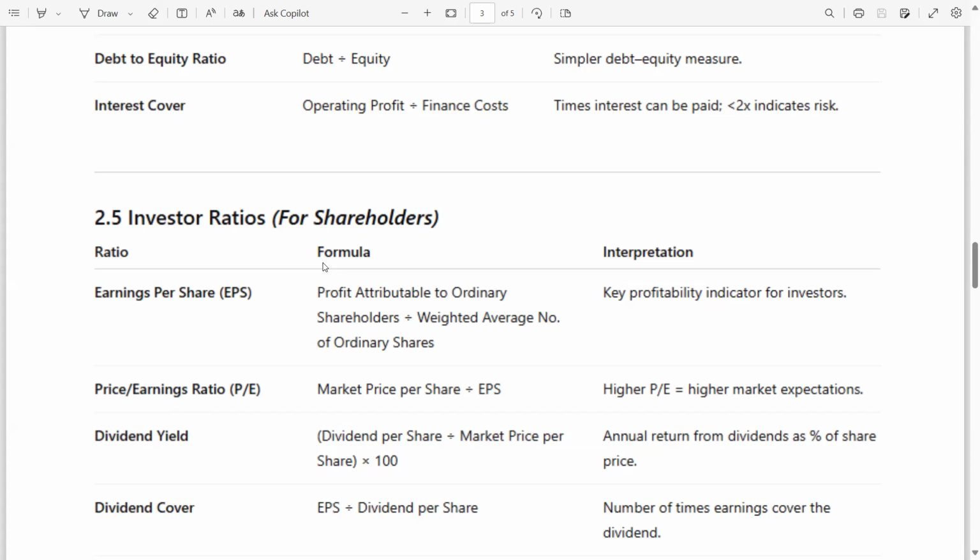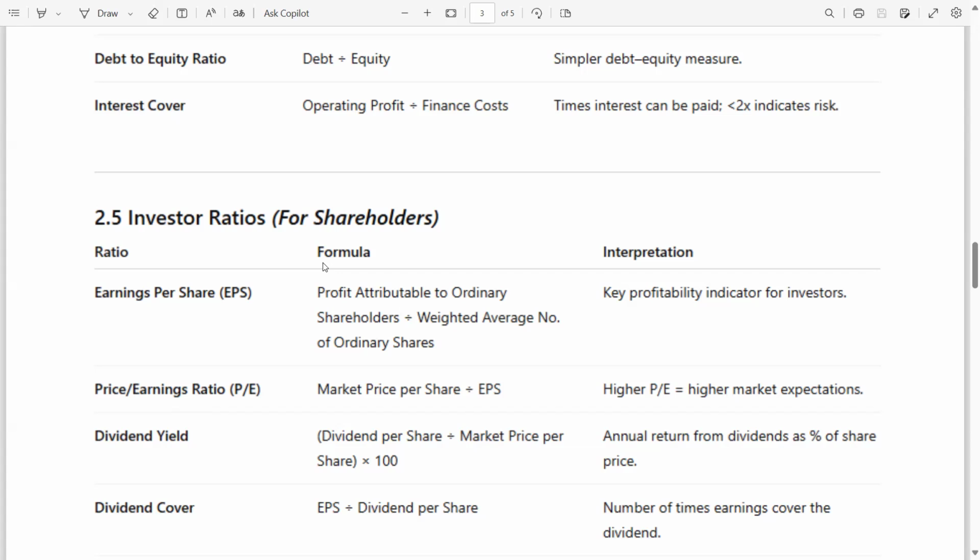Price earning ratio, PE ratio: market price per share divided by EPS. High price earning ratio equals higher market expectations. Dividend yield and dividend cover. Dividend yield: dividend per share divided by market price per share, the annual return from dividend as a percentage of share price. Dividend cover: EPS divided by dividend per share, the number of times earnings cover the dividend.